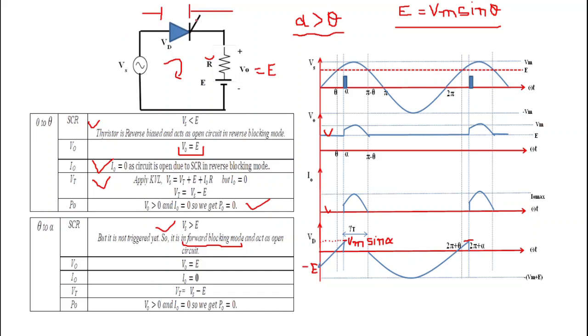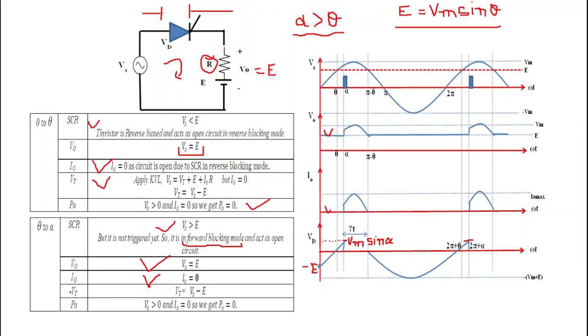So in forward blocking mode, the thyristor continues to act as an open circuit. When the thyristor acts as an open circuit, then the current in this loop is equal to 0. That's why we get I naught is equal to 0. And what is the output voltage V naught? If I naught is equal to 0, then the drop across this resistance is equal to 0, and simply we get V naught is equal to E.